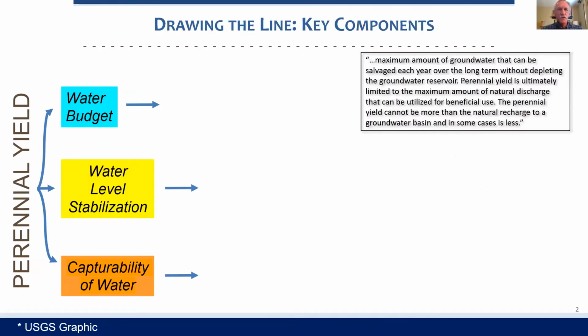So this is my view of the three components suggested by our perennial yield definition that each can serve to help define a perennial yield estimate. One, water budget, which Phil described in great detail, I guess, or at least well. And the other, water levels or water level stabilization. And then the third, what I'd call the capturability of water. And each of these components show up in different parts of our definition of perennial yield.